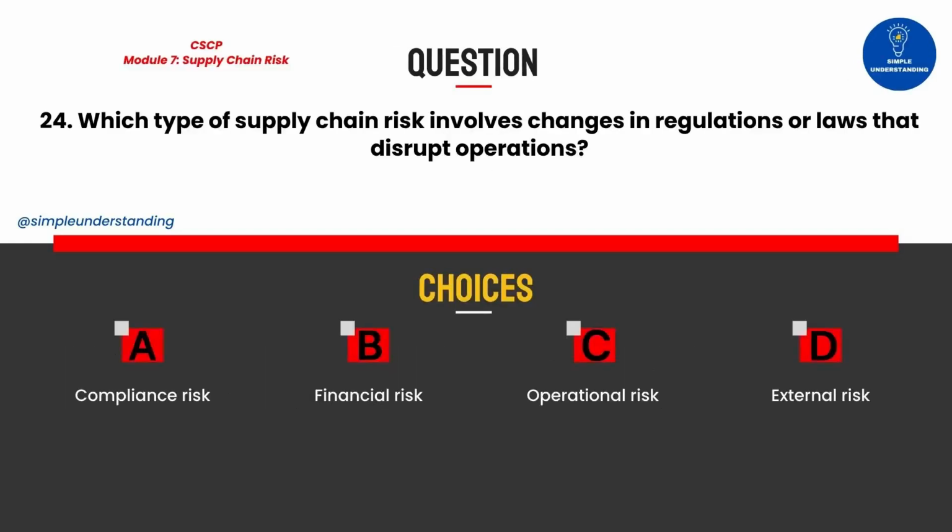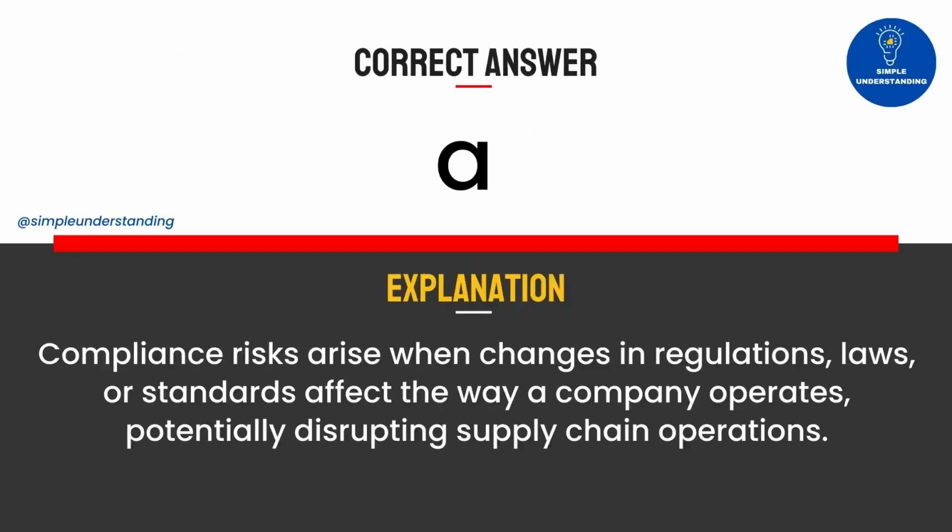24. Which type of supply chain risk involves changes in regulations or laws that disrupt operations? A. Compliance risk. B. Financial risk. C. Operational risk. D. External risk. Correct answer, A. Explanation. Compliance risks arise when changes in regulations, laws, or standards affect the way a company operates, potentially disrupting supply chain operations.